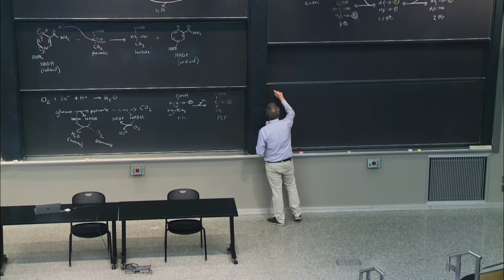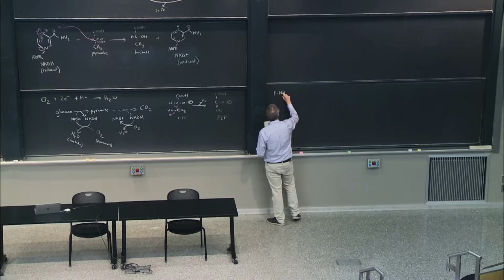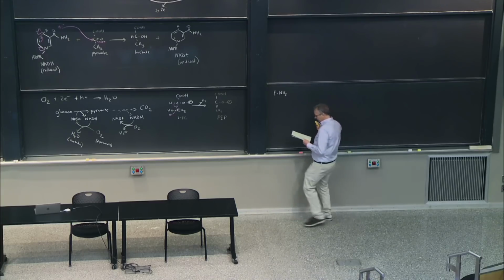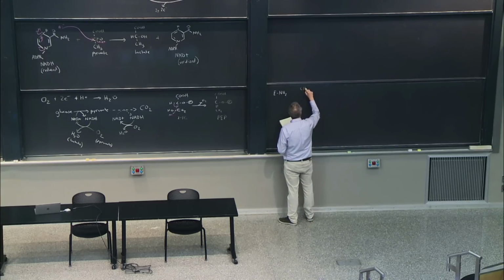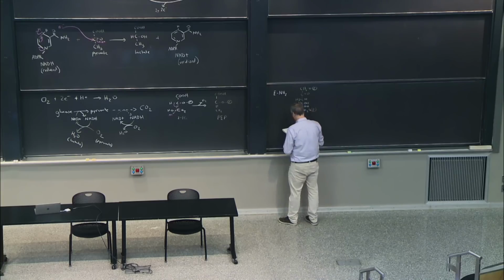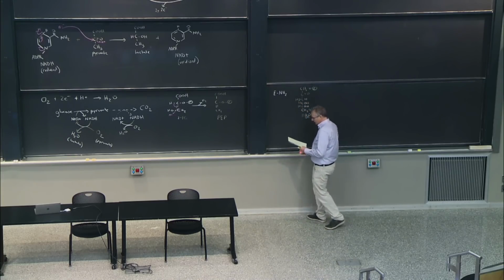So aldolase also has this amine in the active site. So here's FBP drawn in the open chain form.